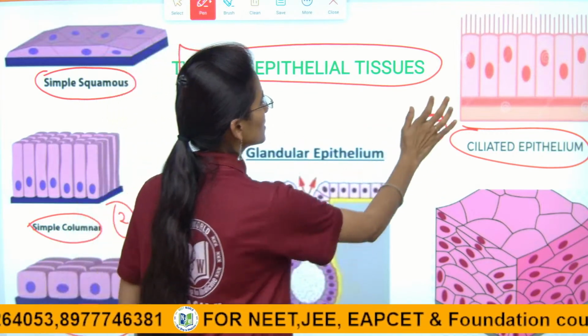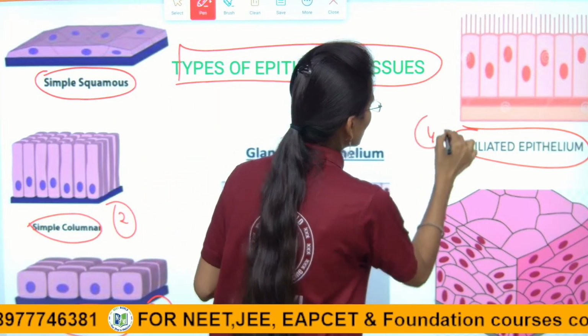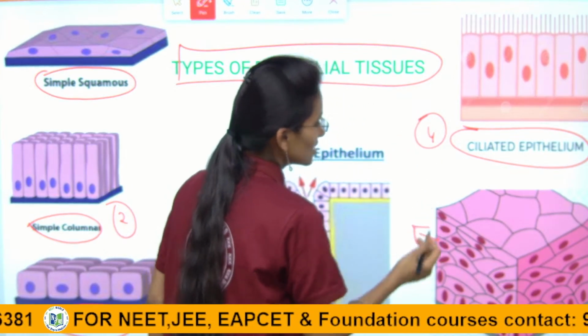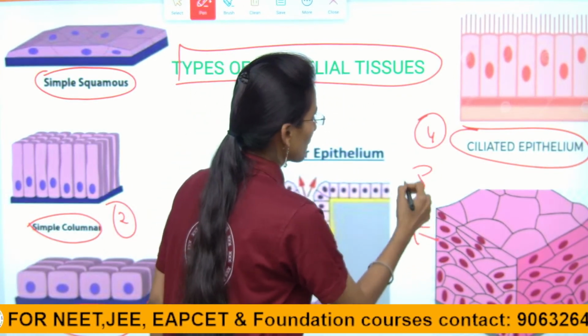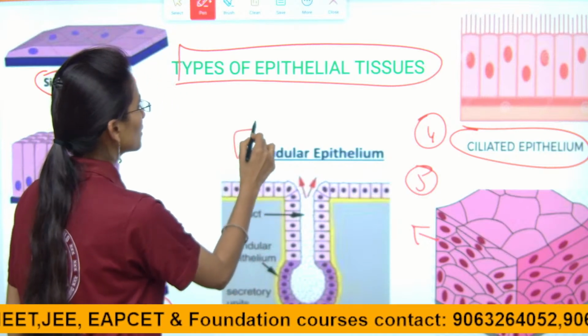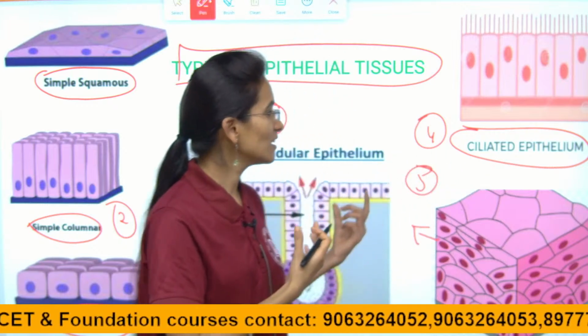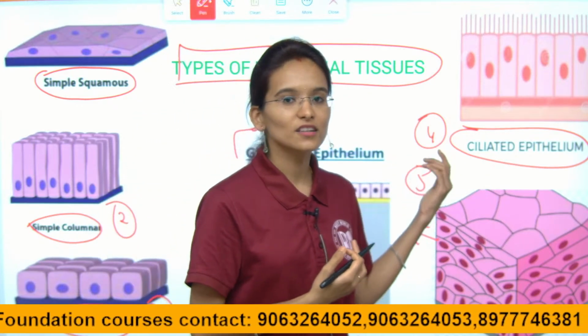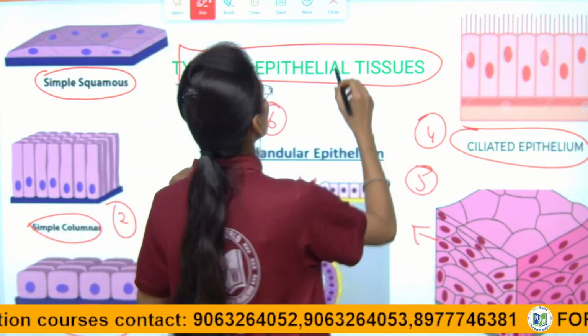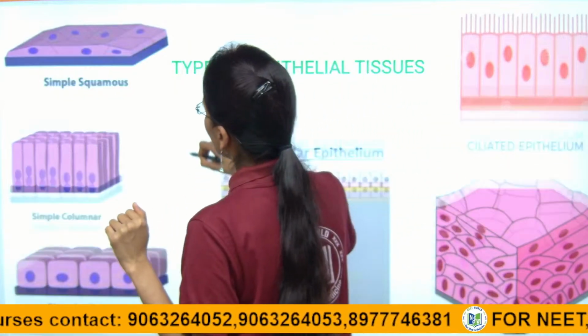Yes, this is the fourth type, ciliated epithelium, and next one is the stratified epithelium, and this will be the glandular epithelium. These 6 are most important. These 6 are the classifications of the epithelial tissues. So, now first we will look into the simple squamous epithelium.